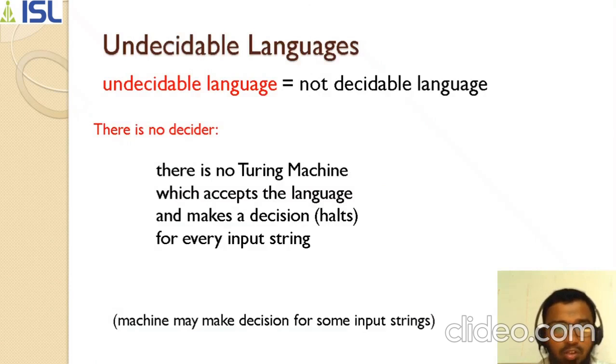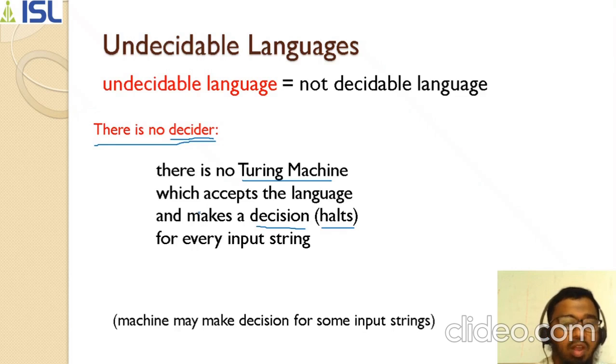What is an undecidable language? A language that is not decidable, an unsolvable problem. There is no decider. There is no Turing machine which accepts the language and makes a decision or halts for every input string. Previously in the decidable case, we had the decider, which takes the decision and halts on every input. But here there is no decider. A machine may make a decision for some input strings.